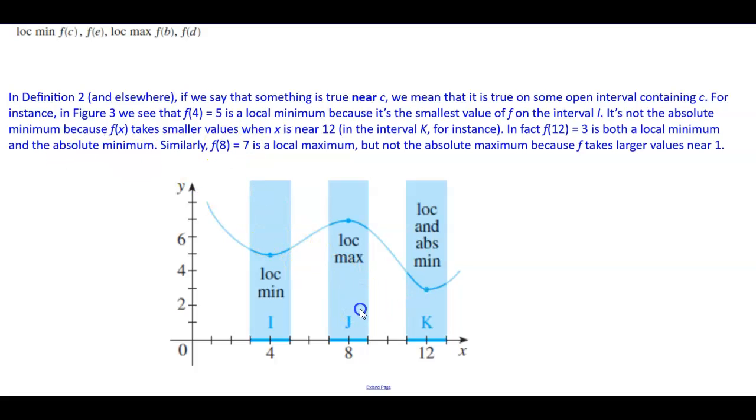And similarly, we can look at f(8) = 7, which is a local maximum but not the absolute maximum because f takes on larger values near 1. So we can see here that this would be the absolute maximum. So this would be considered the absolute maximum. And again, this is the local and absolute minimum over here.